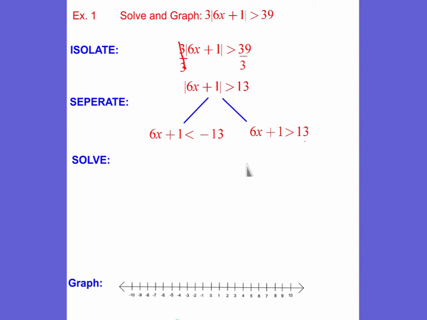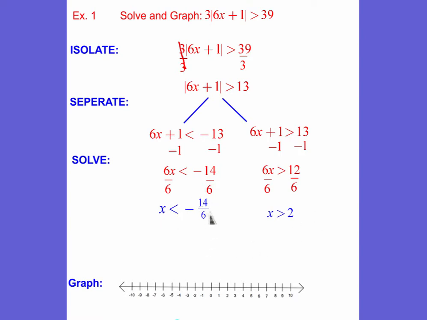So now I want to solve both inequalities. First step, get rid of this plus 1 by subtracting 1 on both sides. This one goes away, and I've got 6x is less than negative 14. This one goes away, and I'm left with 6x is greater than 12. Got to get rid of that 6, so I want to divide both sides by 6. The 6 goes away everywhere. On this one, I've got x is less than negative 14 over 6. It doesn't work out to an integer, so I'm just going to leave it as a fraction for now. And over here, 12 divided by 6 is just 2, so that's easy.